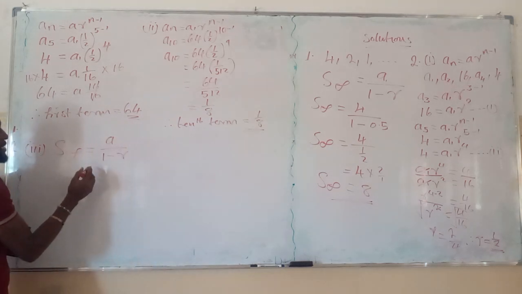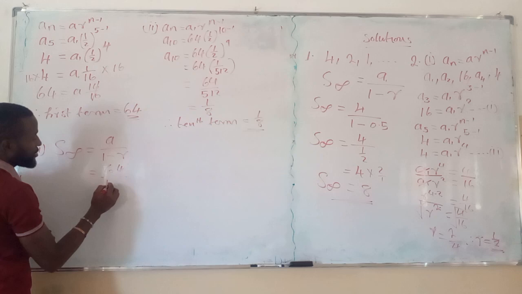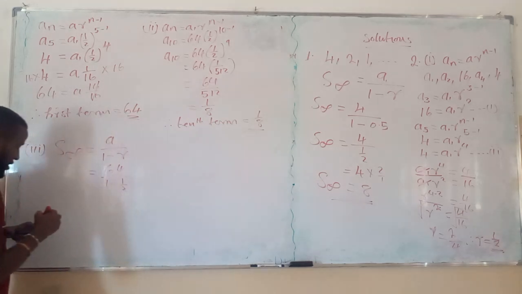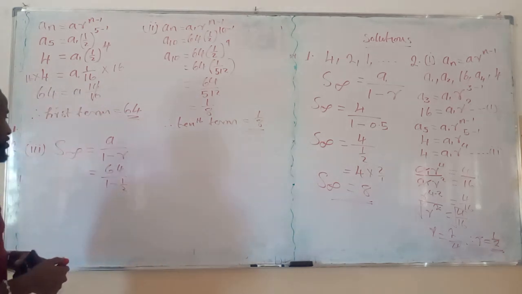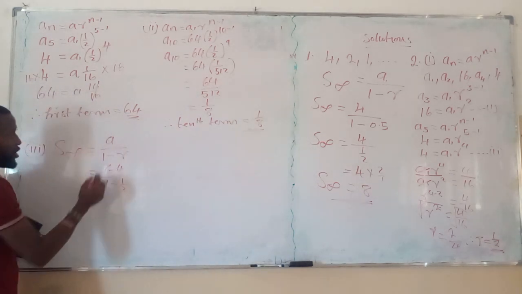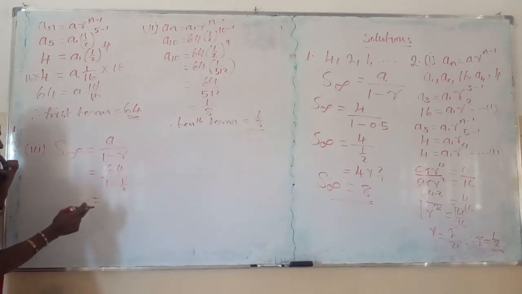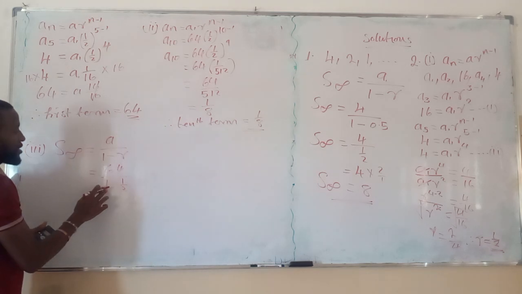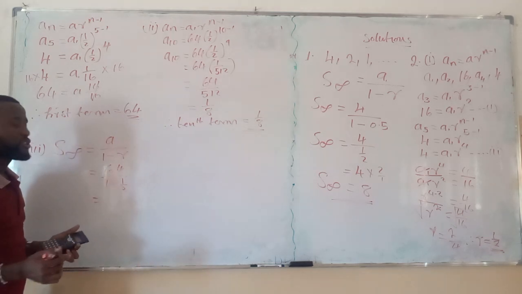So what is my first term? My first term is 64. What is my common ratio? 1 over 2. Now that you have a calculator, this becomes easy for you because a calculator should make things work out very quickly. So when you simplify this part, it's more like you're saying 1 minus 0.5. The answer should be 0.5.